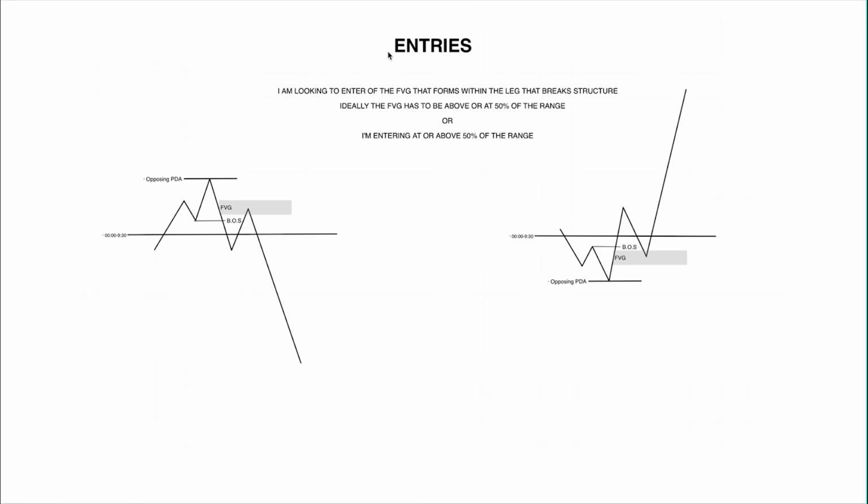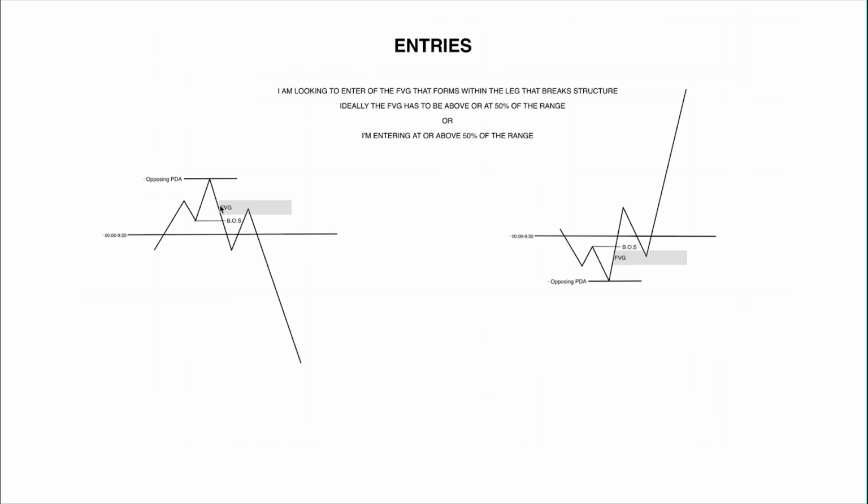Now for entries based on my A+ ICT entry checklist, once all these things are in play, I'm looking to enter off the FVG that forms within the leg that breaks the structure. So the leg that breaks the structure after price trades into that opposing PD array, in this example for bearish, you see price trade into that opposing PD array, break structure to the downside, the fair value gap that forms within this leg, and I want to see price retrade into that fair value gap. Ideally, I want that fair value gap to be above 50% of this range. So if I pull my Fibonacci from high to low, I'll get 50%.